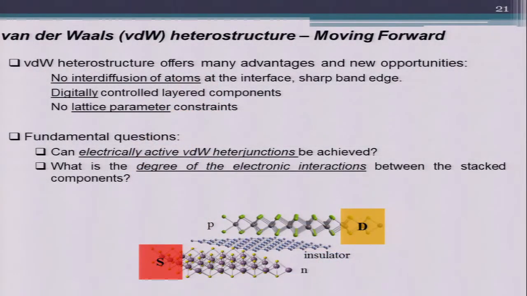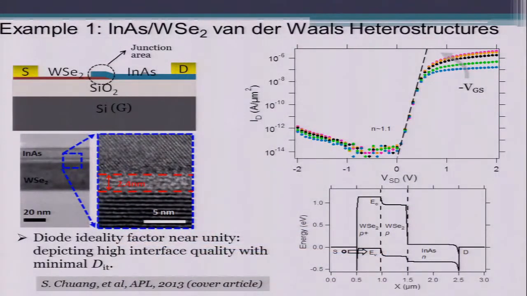Eventually, we have to think about growth techniques and the manufacturing point of view. But at least at this point, we don't have to worry about it. But there are fundamental questions that need to be answered. The first is, can you get electrically active van der Waals heterojunctions? And the second question is, if you have one two-dimensional material on top of another two-dimensional material system, do they interact with each other? As Stepan said, do you see any wave function penetration between the two materials? Can you probe it somehow? Can you characterize it somehow? And that's what we have done over the last year or so.